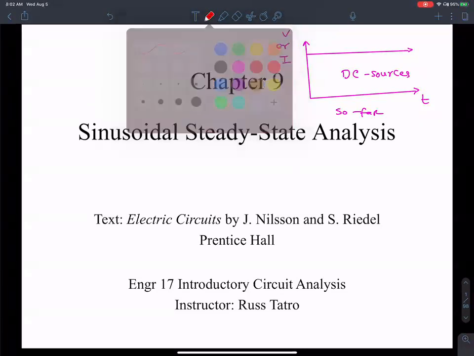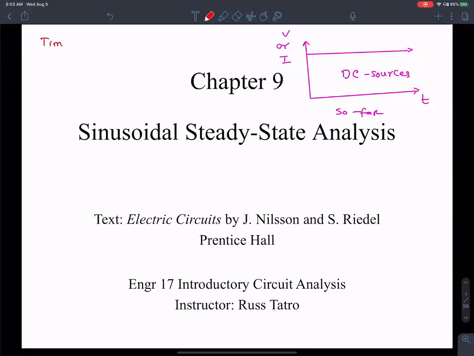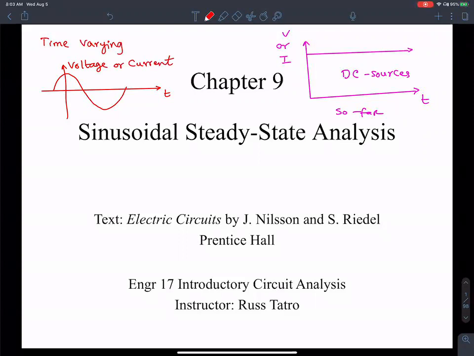Specifically, we are interested in one wave, the sinusoidal wave. This is actually a cosine wave, right? So a time varying signal, it could be voltage or a current. How does my circuit respond when I apply a time varying input?